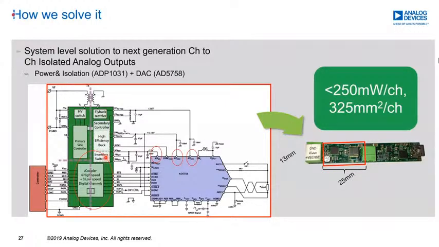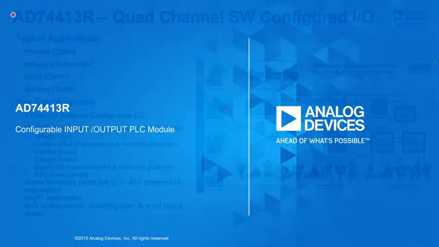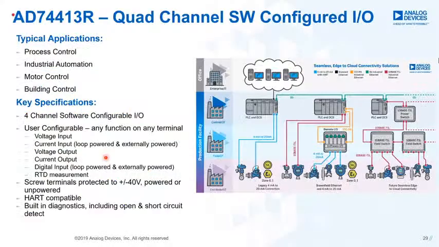Now we looked at 3 types of products. One was addressing the universal input, second was on the voltage and current input, and third one was on the output module. Now we will get into a true SWIO product wherein you can configure a single chip for both your input or output configurations. So the part is 74413. The part is primarily targeted for process control, industrial automation, and building automation controls.